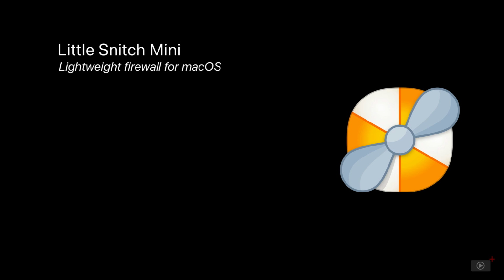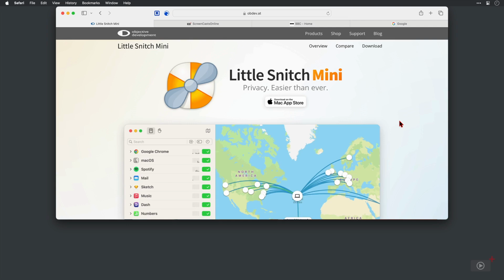And if that's you, then you may well be interested in Little Snitch Mini, a lightweight version of Little Snitch that just allows you to allow and deny traffic for apps and processes, as well as implement block lists. And that's it. And there is also a free version as well that allows you to just view traffic. So let's see it. So first of all, where do we get it from?